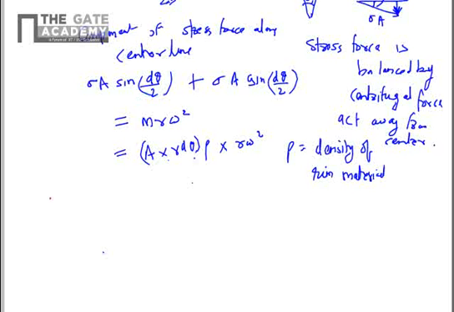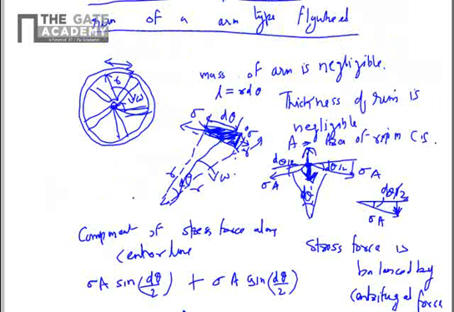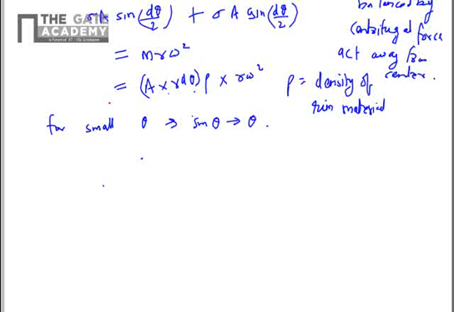Now we will simplify this expression. We know that for small theta, sin theta approaches theta, so sin theta can be replaced by theta. Since we have taken an infinitely small element, we are using differential calculus type of convention. So theta is very small, d theta is particularly small, and sin d theta by 2 is equal to d theta by 2.